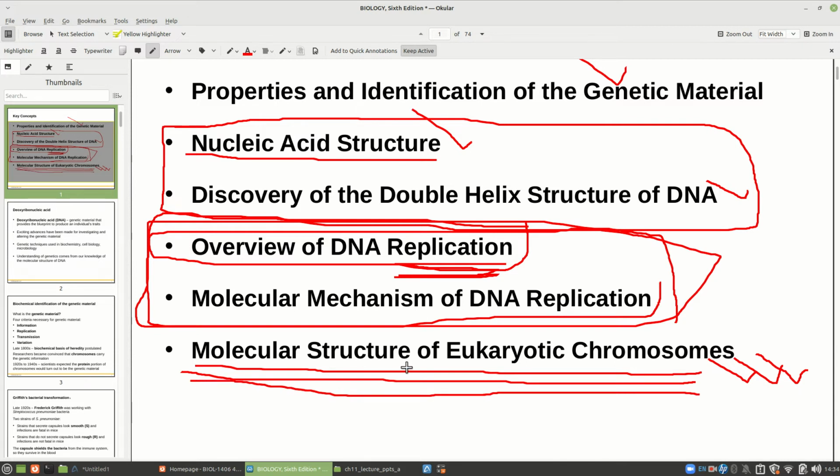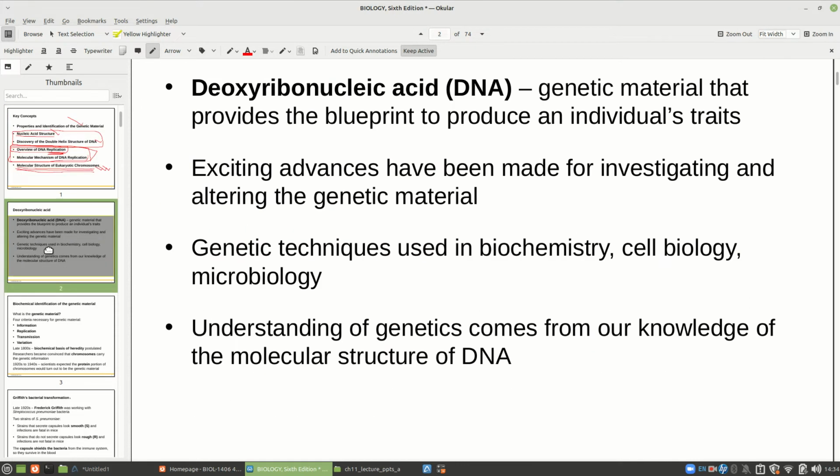Is this the most important here? Not necessarily on this test, but if you do not understand this, it's going to make it much more difficult on later exams. So please do not ignore the molecular structure of the eukaryotic chromosomes. Okay? Now, so we got that out of the way. Let's go through this. A lot of this you've already reviewed in other videos I've posted.